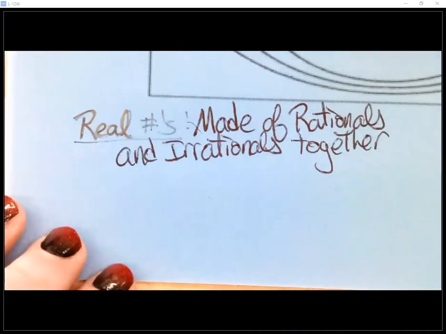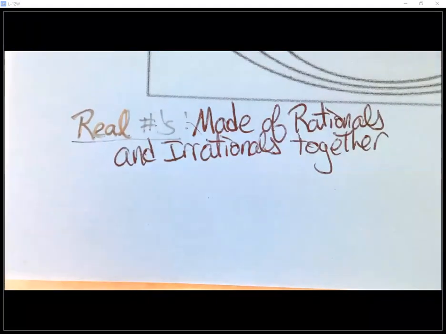Okay, the real numbers are just made up of the rational and irrational numbers. They are literally just made of the rationals and irrationals together. If you take those two groups of numbers and put them together, you have all of the real numbers.